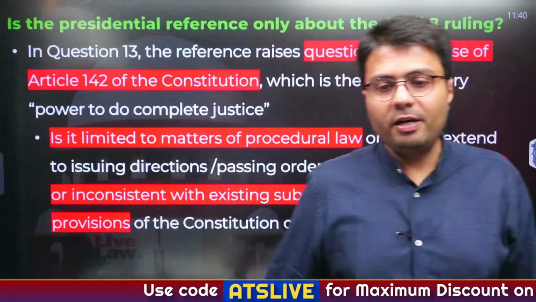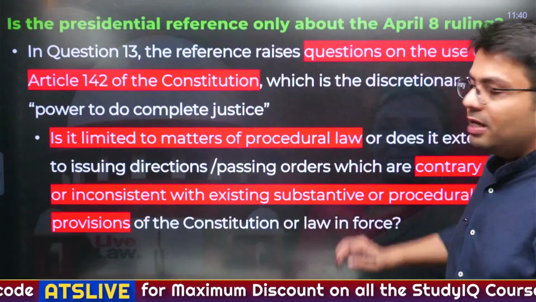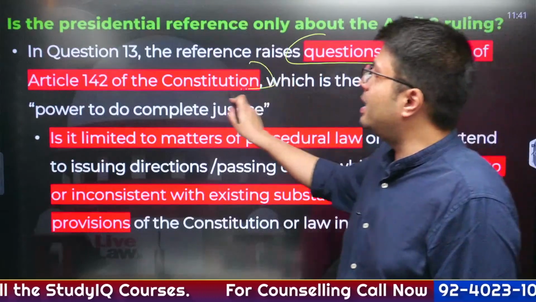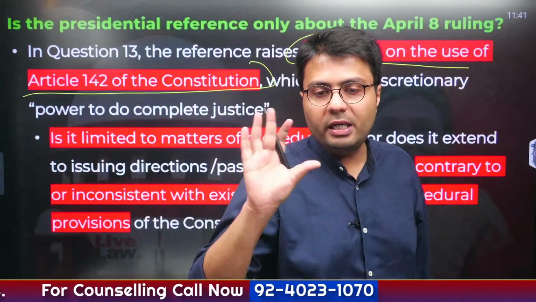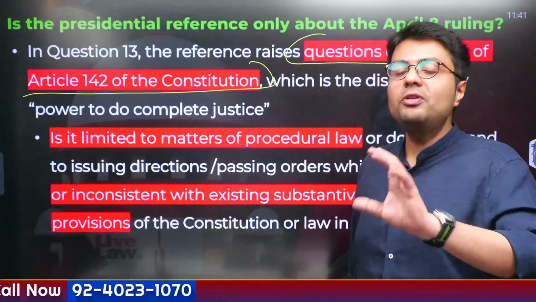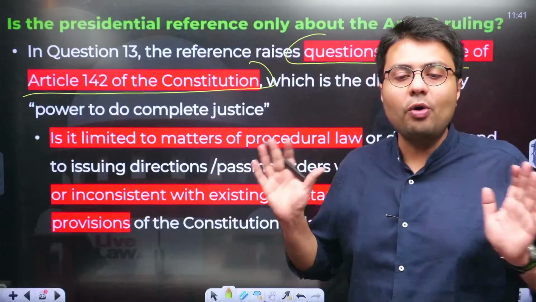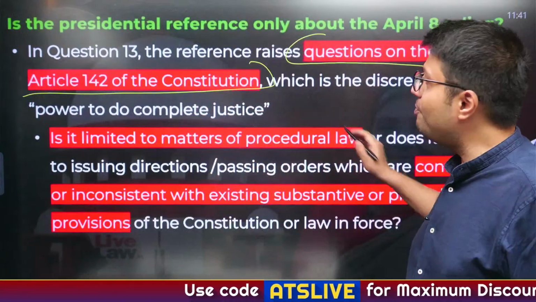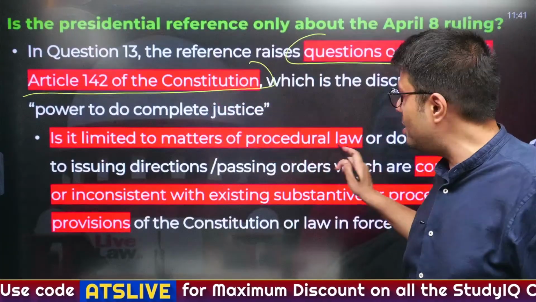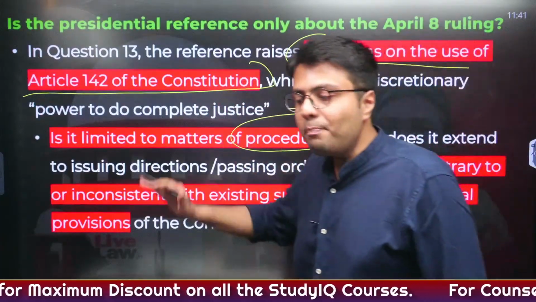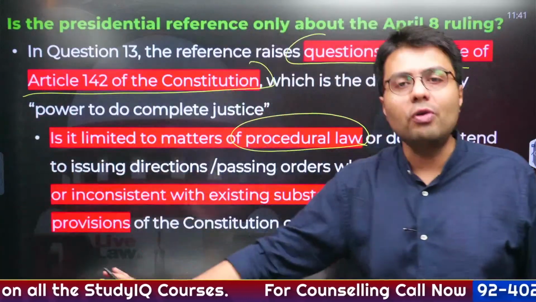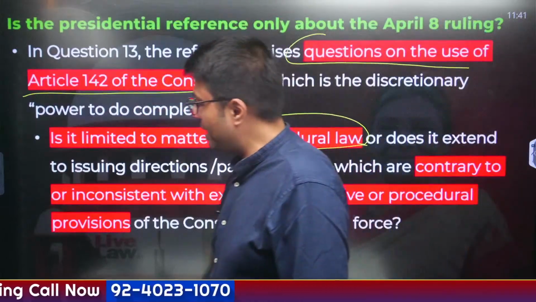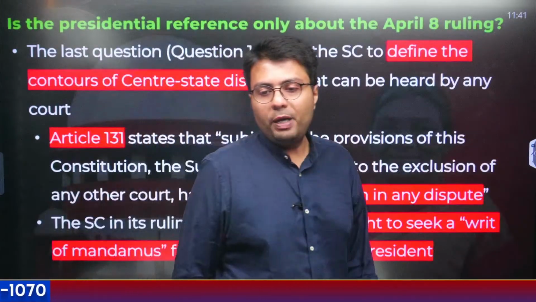Now, is the presidential reference only about the April 8 ruling? Here, in the 13th question, the President asked about the use of Article 142 power. We have already understood that Article 142 provides a very large amount of power to the Supreme Court, that it can decide on anything. So Madam President asked the Supreme Court whether, using Article 142, it can deal with only procedural matters, or it can pass directions which are not even present in the constitution, like it did by giving deemed assent, right? So this is again a question posed by the President, and let us see what the Supreme Court says about these questions.